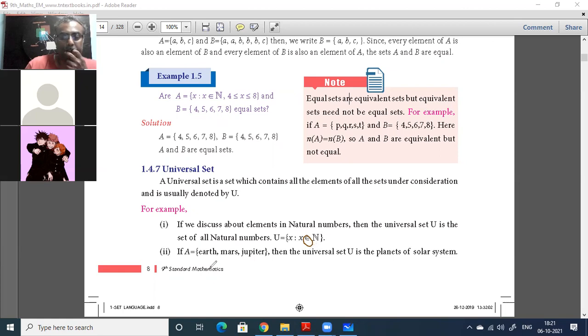Number 2, if A is Earth, Mars, Jupiter, then the universal set U is the planets of the solar system. You can have it like that. A is Earth, Mars, Jupiter. B is Saturn, Neptune, and what else? Venus, Uranus. Then U is the set of all the planets in the solar system. So you understand the idea of universal set.